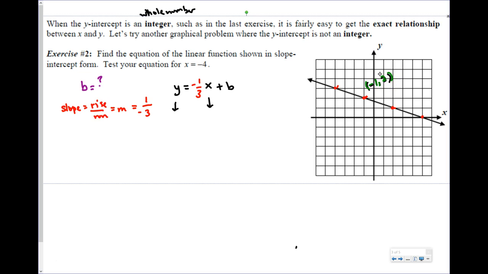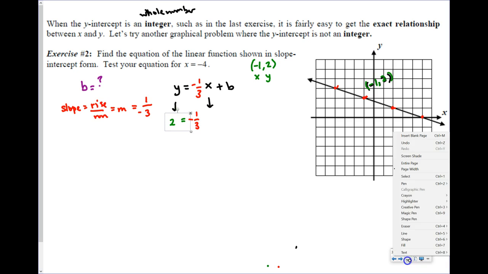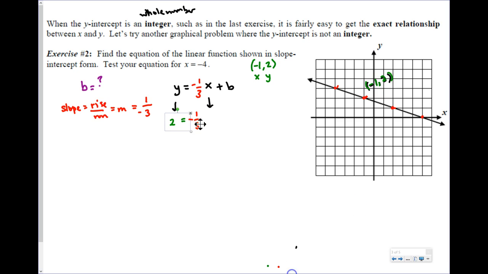-1, 2. And with this point, -1, 2, I know that the -1 is x and the 2 is the y. So when I go to plug this in, I'm going to replace y with a 2, keep the -1/3 as my slope, and replace the x with the x value in the point, which is -1. And then I'm trying to solve for b, so I'm going to leave that b by itself. And now I've created an equation where I can simplify, solve, and get the value of b that I don't know from the graph. So let's go ahead and solve this.